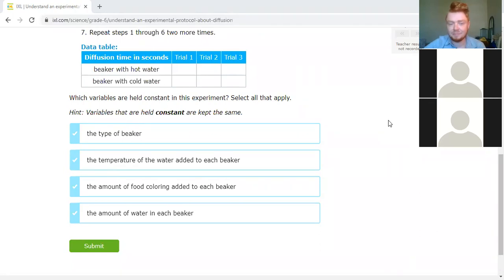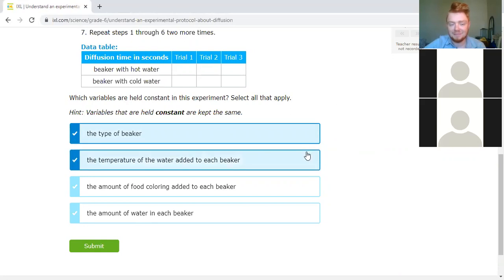The type of beaker. Okay. The temperature of water added to each beaker. Okay. Wait, does that mean the same temperature for each beaker, or like just the same water for each beaker? Because it's not that then. I don't know. Okay, I'm just not going to trust that then. It's up to you. You're selling me, Mr. Hugh, I swear.